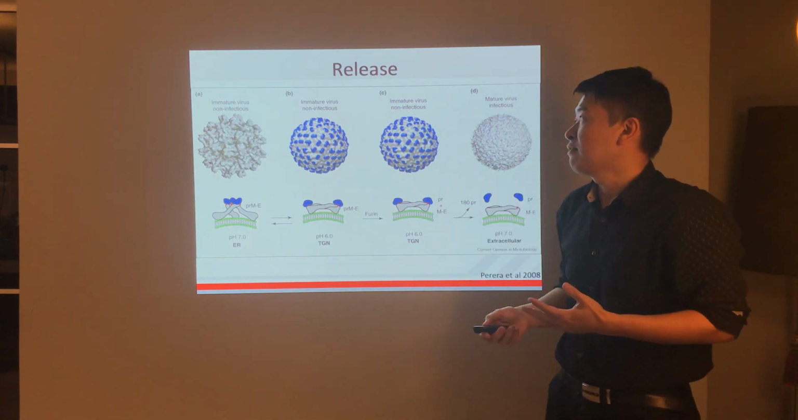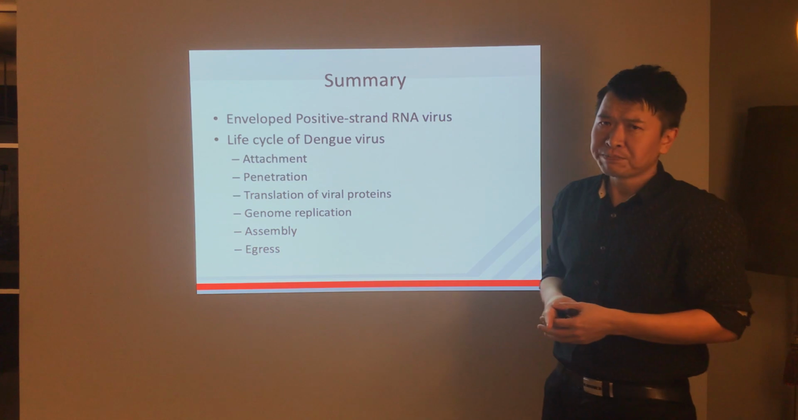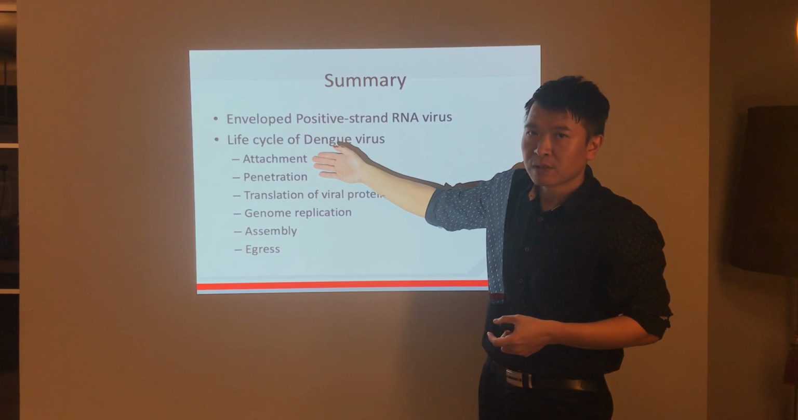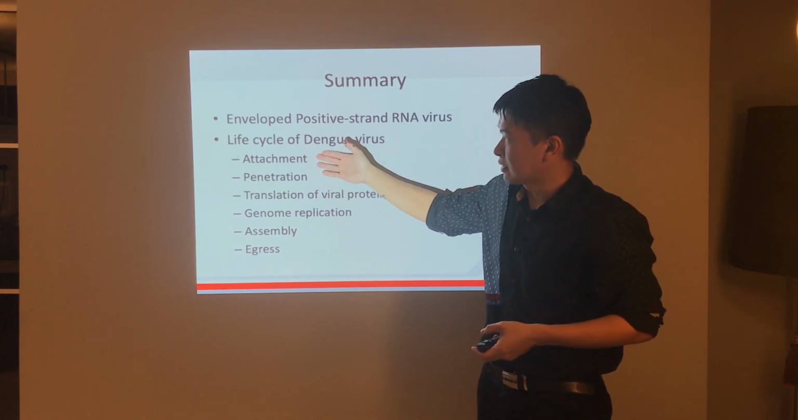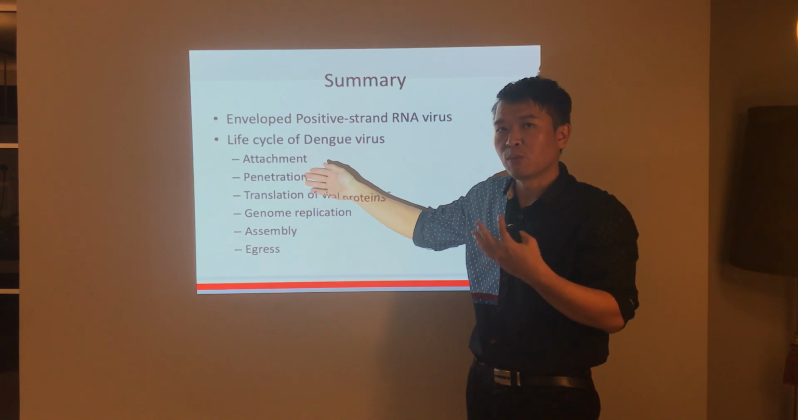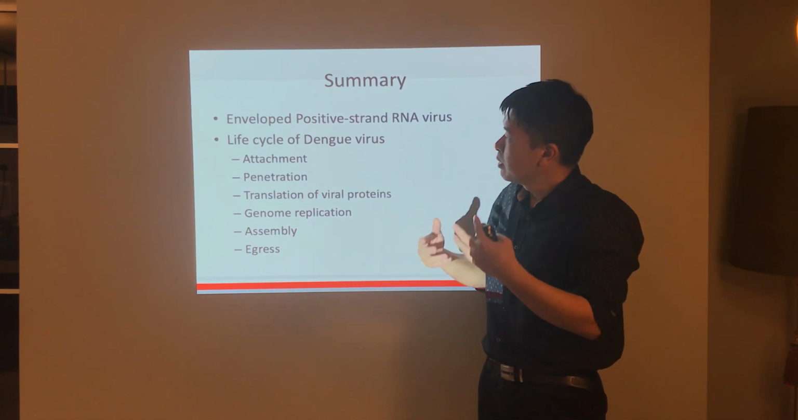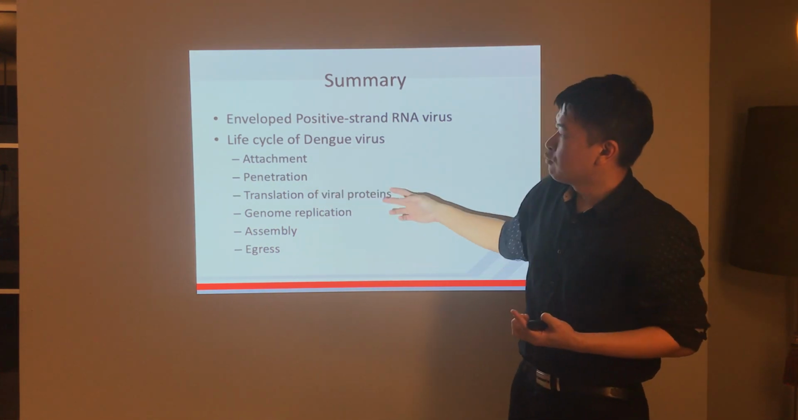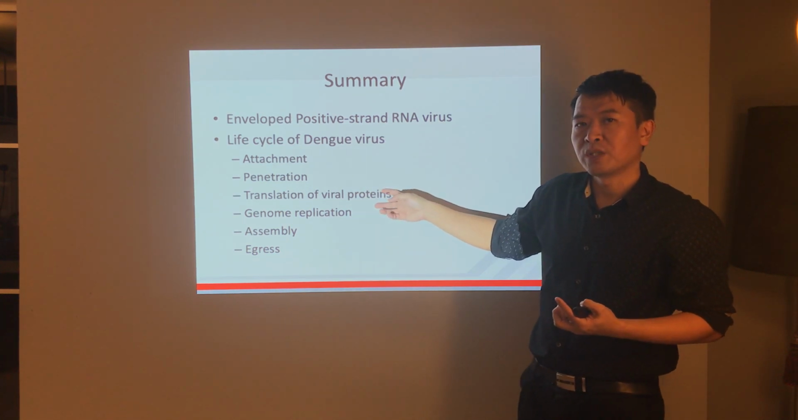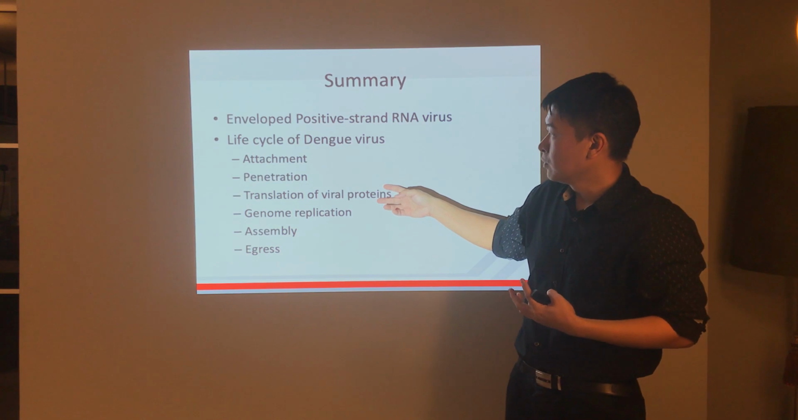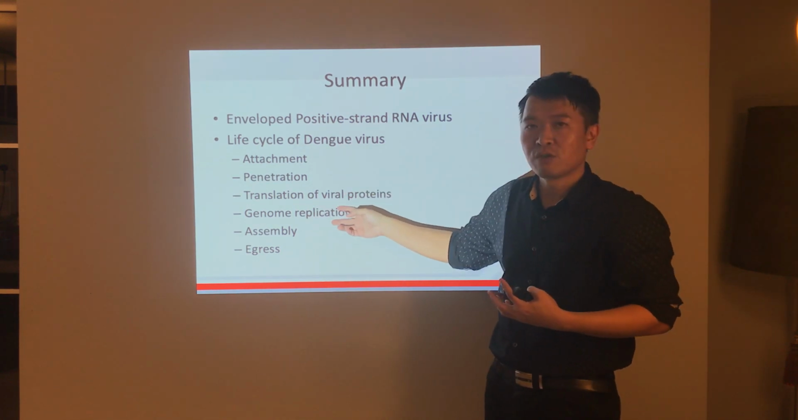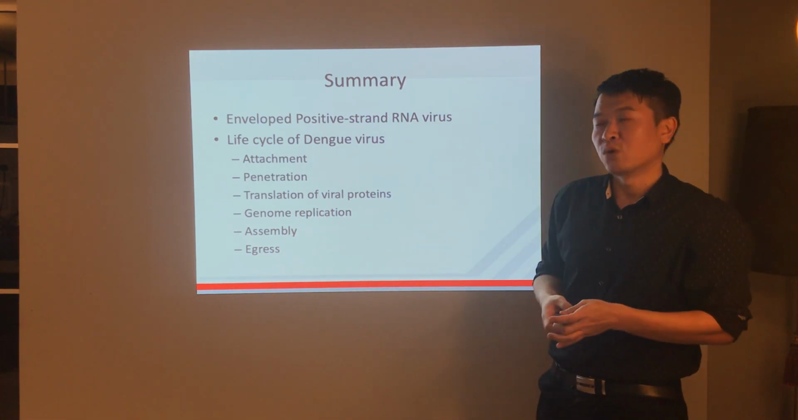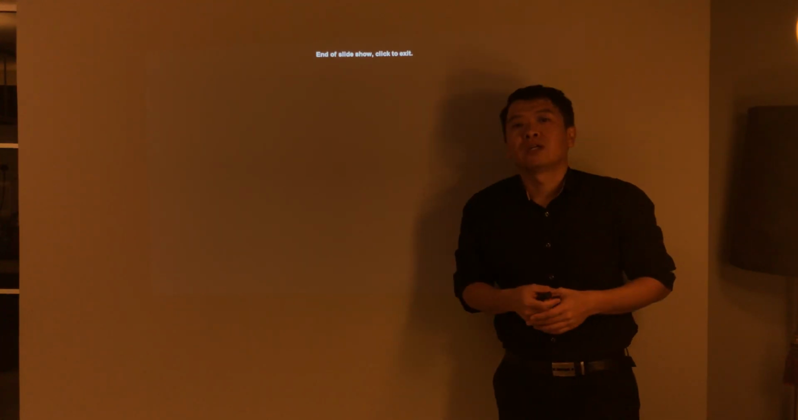So we have basically covered the 5 steps of the life cycle for dengue virus. We looked at how the virus attaches to the receptors on macrophages or dendritic cells, then how they penetrate, how endocytosis, the endosome pH change makes it spiky, and eventually fuses the virus. Then we looked at how they overcome the translation process of not having a poly A tail, and then finally genomic replication, how they produce their genome, then assembly, and finally release from the host. That's it. Thank you.